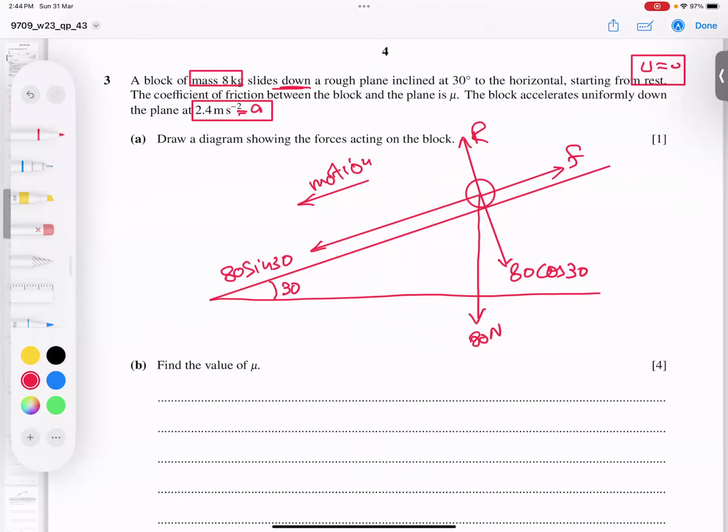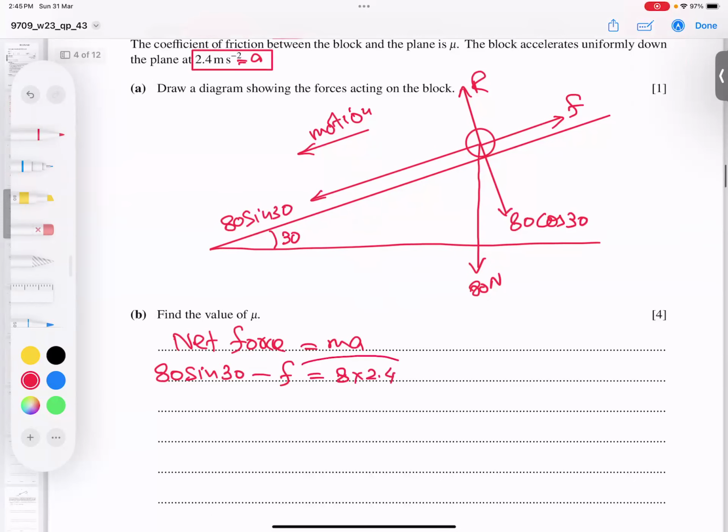Okay, so because the system is moving downwards, I can say that weight component minus friction component equals MA, because the basic formula is net force equals MA. So 80 sin 30 minus friction equals mass 8 into acceleration 2.4. So friction will go this way, and this will come on the other side. We can find friction in no time.